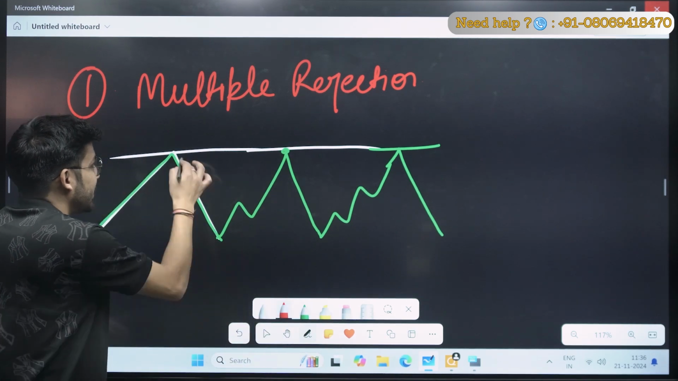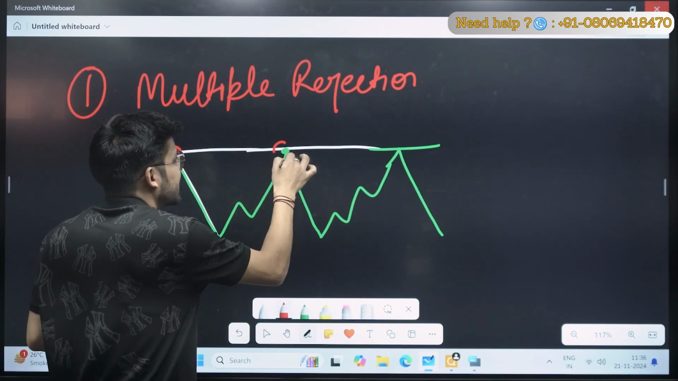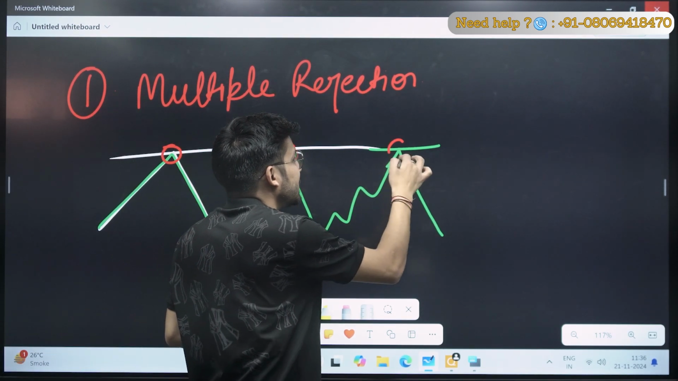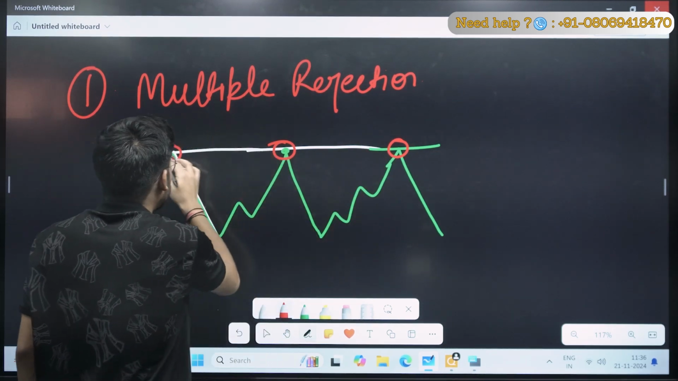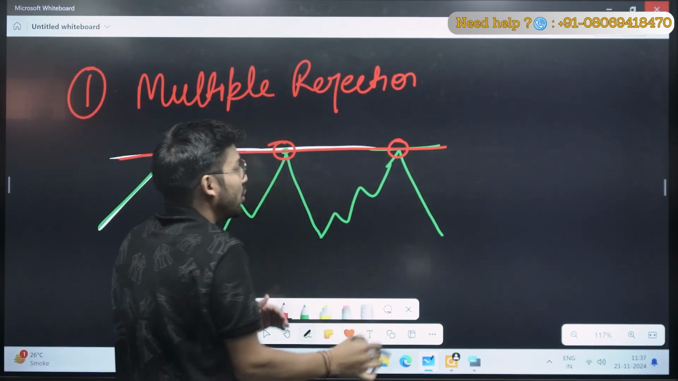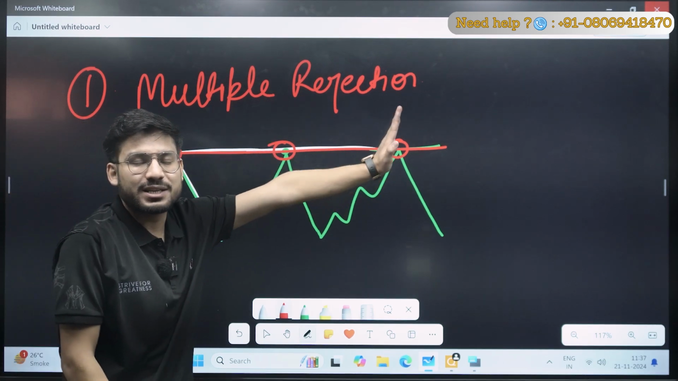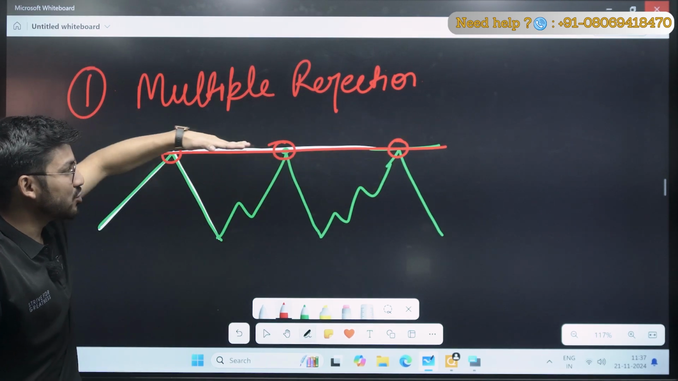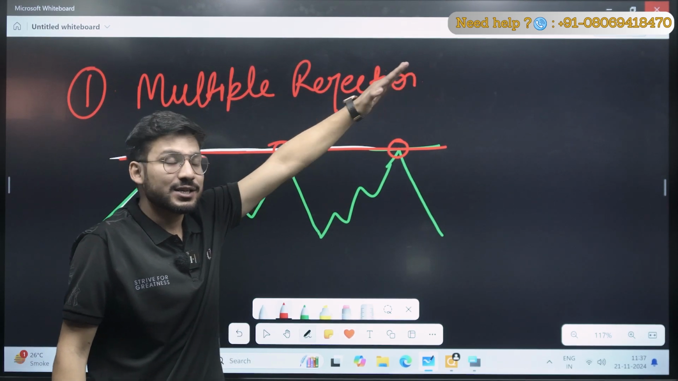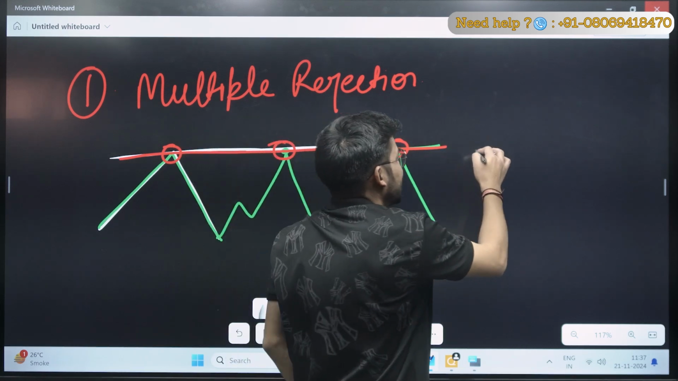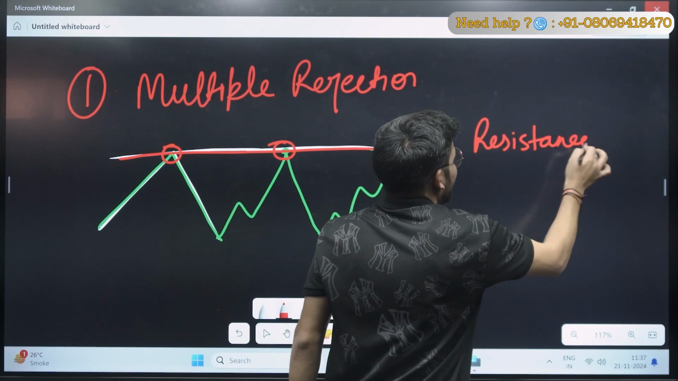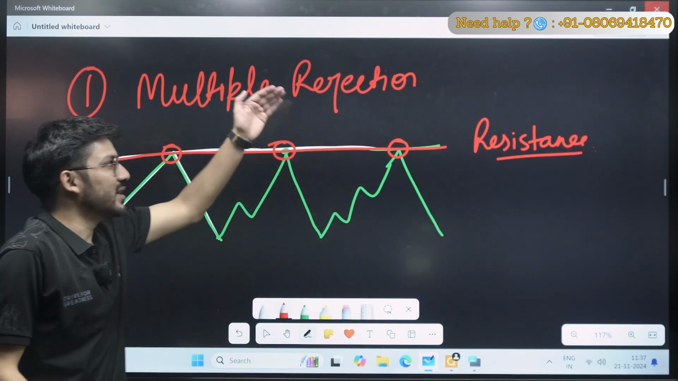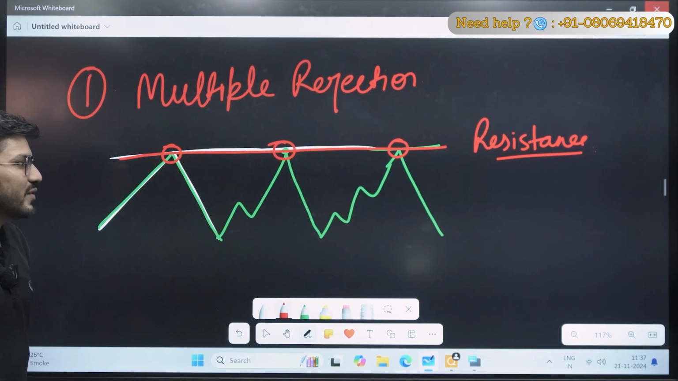So you can see there was a rejection the first time, a rejection the second time, and then a rejection the third time as well, right? So what will I consider? I will consider this level as my resistance. Why? Because I am having multiple rejections from this level and price is not able to move above it, right? So this will be acting as my resistance. This is a very common way, okay? With the help of that, many traders tend to find the resistance, right? So this is the most common way.